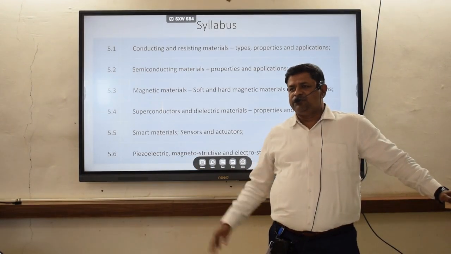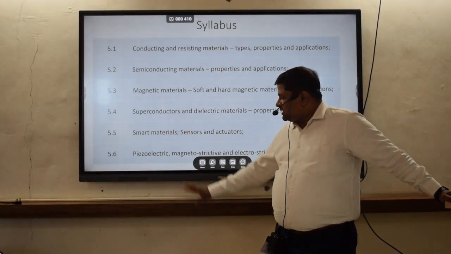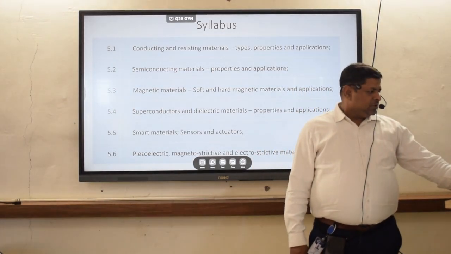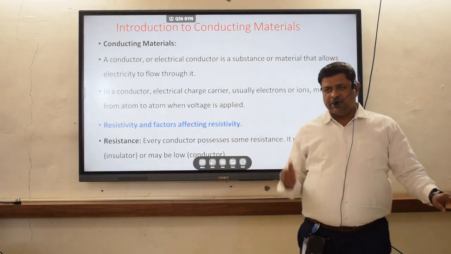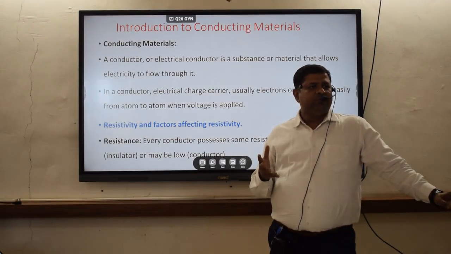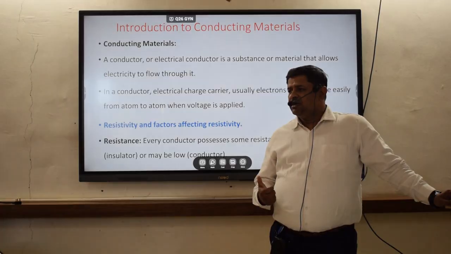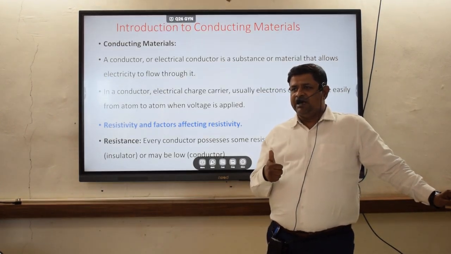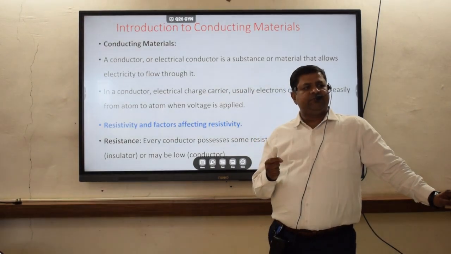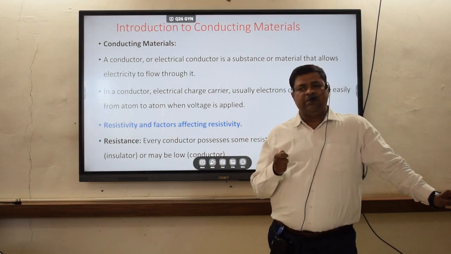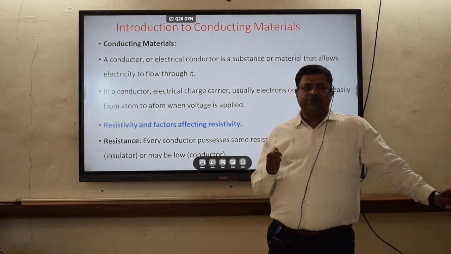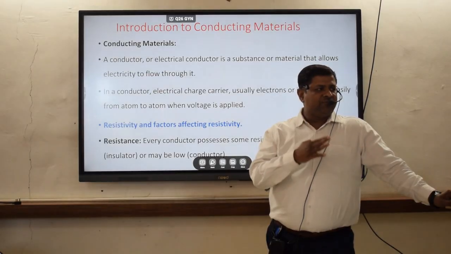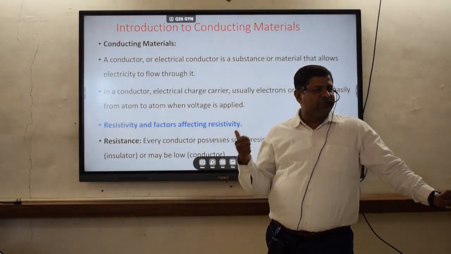So this is the content of the fifth topic. We will try to finish it within 7 to 8 modules. Starting with the conducting materials: everybody knows what we mean by conduction. It may be conduction of electricity or conduction of heat. In terms of electricity, they are electrically conductive materials. In case of heat, they are thermally conductive materials. Conductive means how the material passes a current or heat from one place to another place.